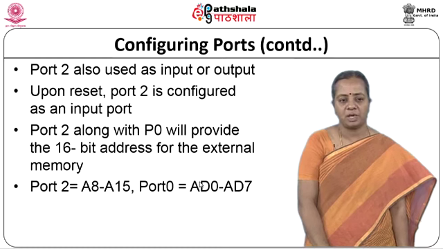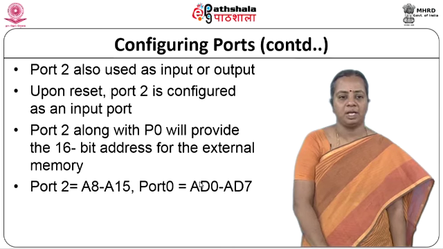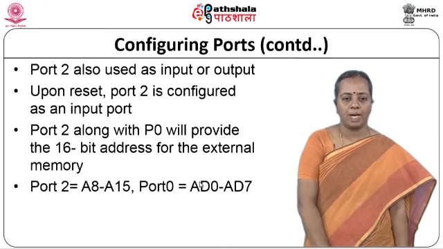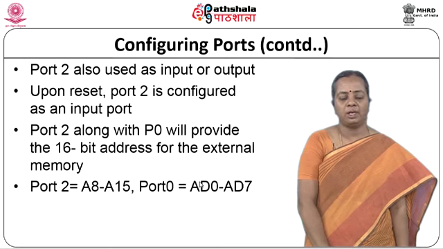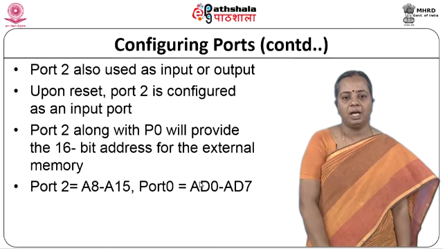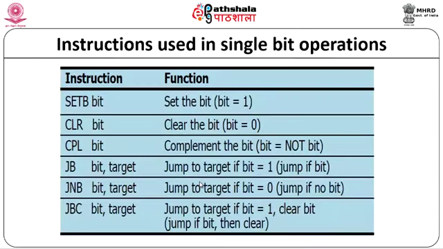Port 2 along with your P0 will provide a 16-bit address for the external memory. Maybe if I have an external memory which needs a 16-bit address, then P0 and P2 are combined together to provide the address for accessing or reading the external memory. Port 2 gives you the higher order byte address, and port 0 gives you the lower order byte address. So now we have gone through all the ports, how we declare the ports as input or output, and how the external memory can be accessed with the data and address bits.